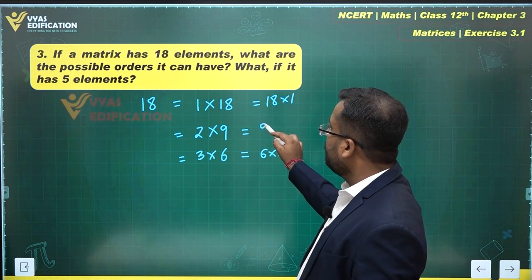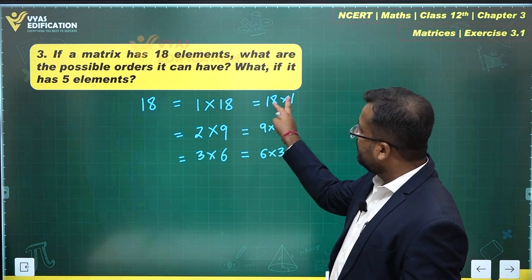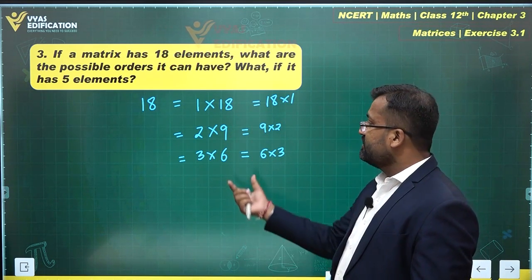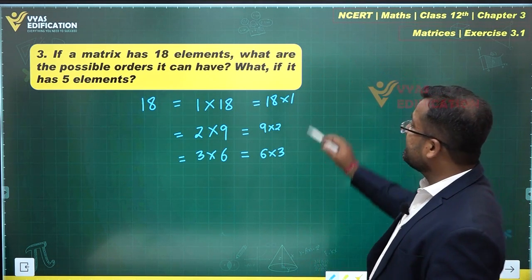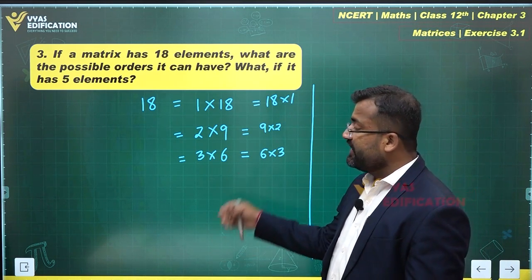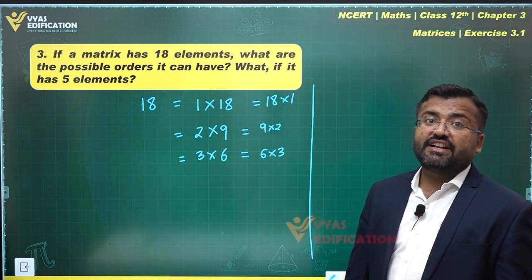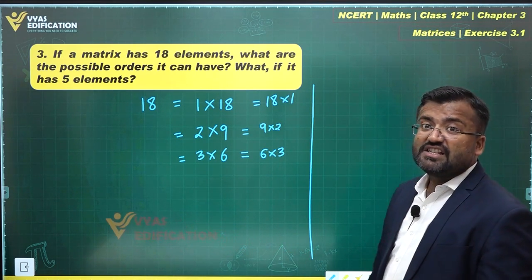The next possible order would be actually the reverse of this, which is 9 by 2, and the next possible order would be 18 by 1. As you can clearly observe, there are 6 possibilities. There are 6 possible matrices, 6 different possible orders for a matrix having 18 elements, as you can observe. What if it has 5 elements?